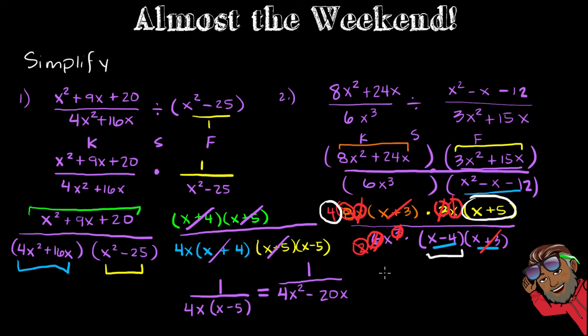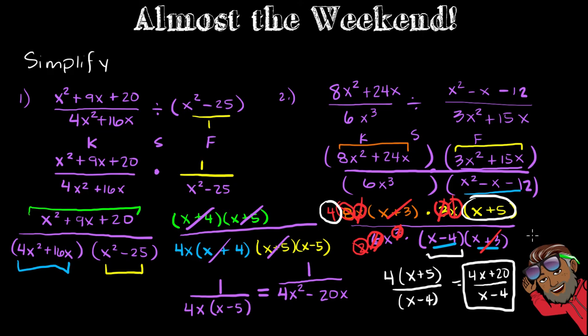So I'm going to rewrite it as 4 times the quantity x plus 5 in my numerator over x minus 4 in our denominator. And this gives us 4x plus 20 after we distribute, over x minus 4. Now be real careful. Since you can't cancel anything over here, you cannot cancel anything over here. This right here is our final simplification.